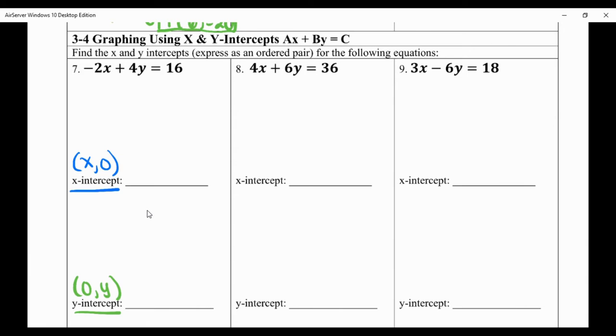So we want to substitute y equals 0 into the equation, so that whole term is going to become 0 because 0 times anything is 0. And solve for x. Divide both sides by -2. We get x equals -8, making the x-intercept the point -8, 0.